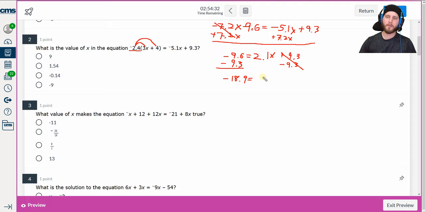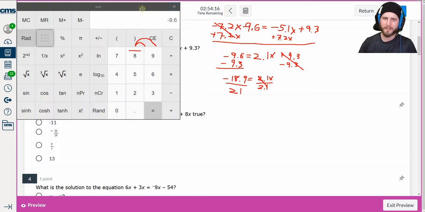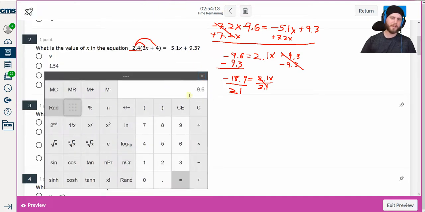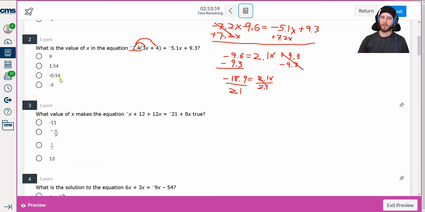18.9 equals 2.1x. At this stage, I divide both sides by 2.1. And I can use a calculator to assist me on this, but I can tell you it's going to be about negative 9.4, if I had to guess, looking at that. Let's see. Negative 18.9 divided by 2.1. Oh, negative 9 even. Yeah, okay. Negative 9 even. Which, that's an answer choice. That works. Let's go ahead and move on to another problem.